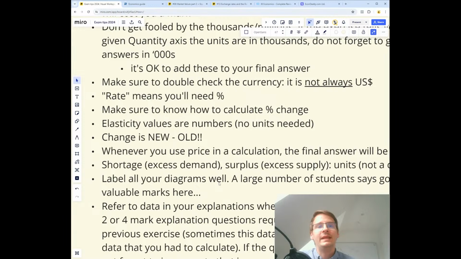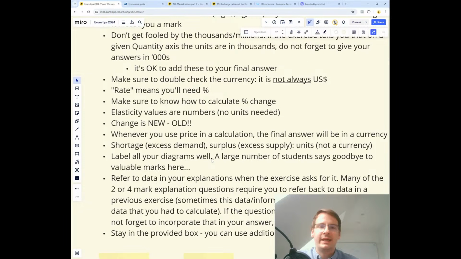Also, please label your diagrams. And a large number of students always lose marks here. Just double check it, okay? Do I have all the labels for the axes? Do I have all the labels for the graphs, the curves? If you do, then it's all good, okay?